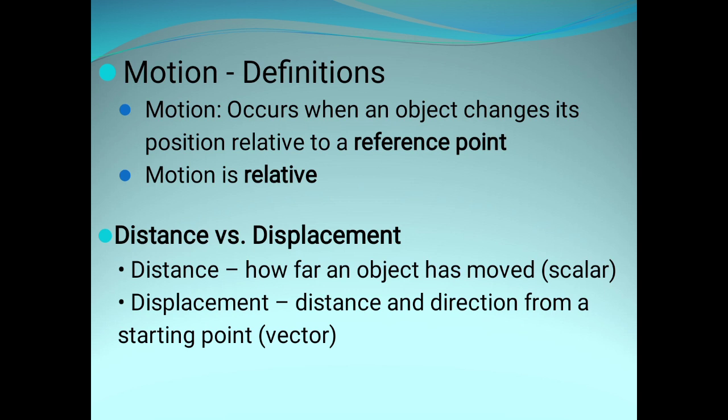Second one is about distance and displacement. Distance is how far an object has moved. It is basically a scalar quantity. And displacement is distance and direction from a starting point. This one is mentioned as a vector quantity. So we can see the most basic difference between distance and displacement: distance is the scalar quantity and displacement is the vector quantity.